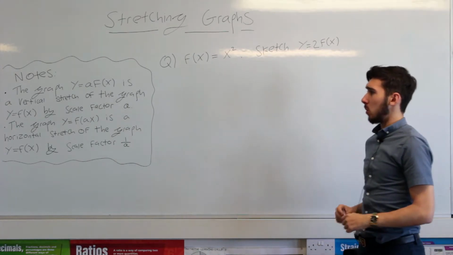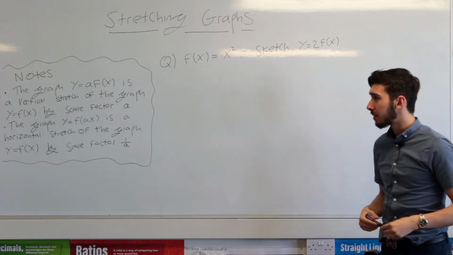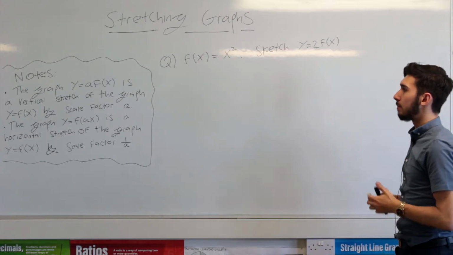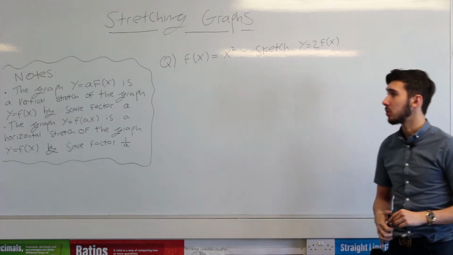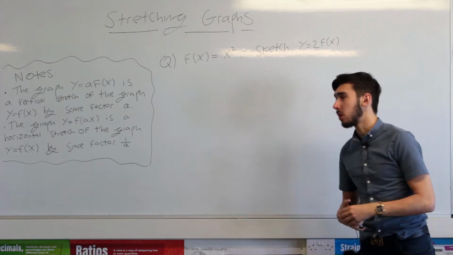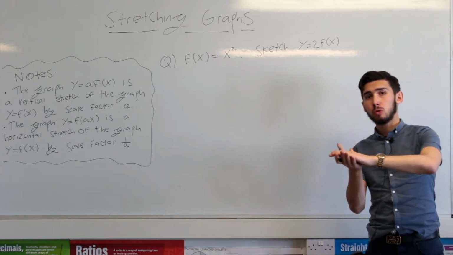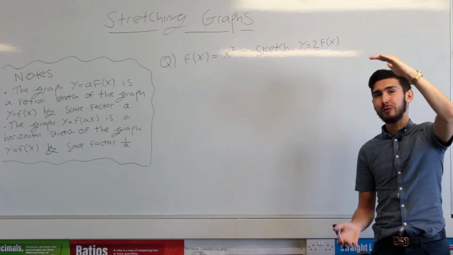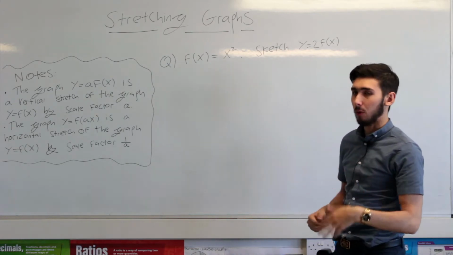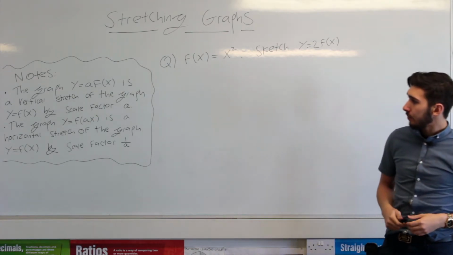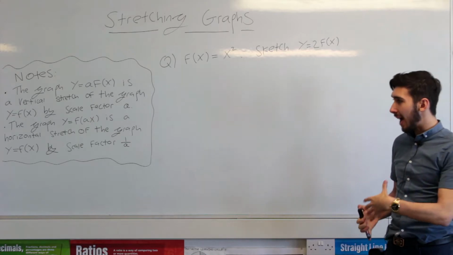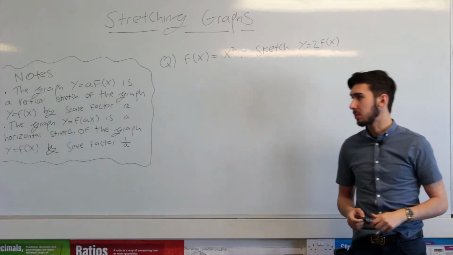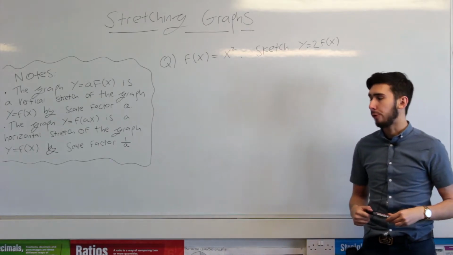The graph y equals a f of x is a vertical stretch of the graph y equals f of x by some scale factor a, okay? So the graph of, for example, y equals 5f of x stretches the graph y equals f of x vertically by a scale factor of 5, okay? And so on. Additionally, the graph y equals f of ax is a horizontal stretch of the graph y equals f of x, but this time it's by a scale factor of 1 over a.